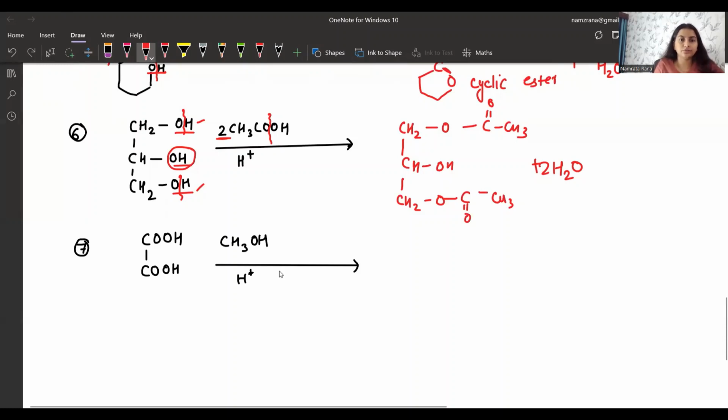This is a ratio of 1 alcohol and 2 acidic parts. So you need to cleave this OH group. You can cleave any of these, because they are the same. This is oxalic acid. So oxalic acid plus methanol in presence of an acid will give you C double bond O, this CH3 and connected to COOH.